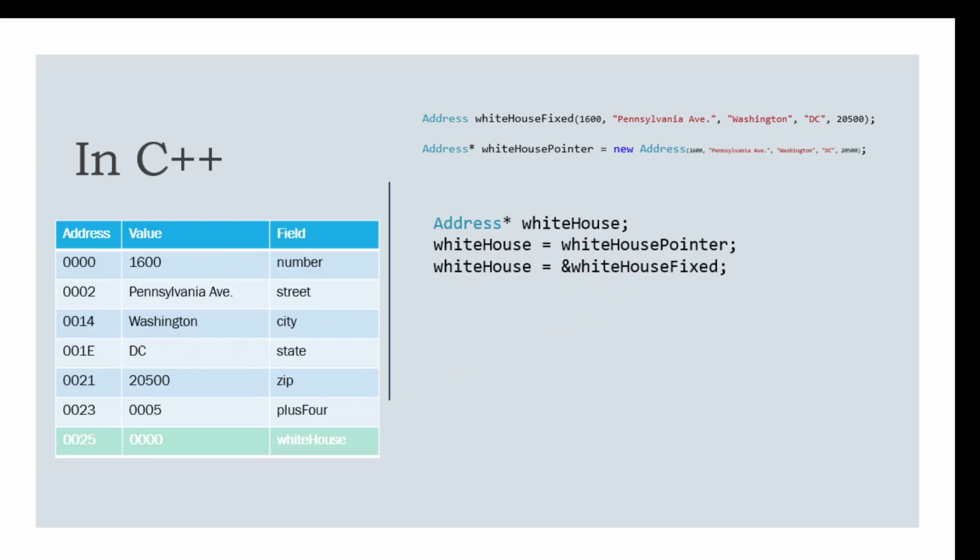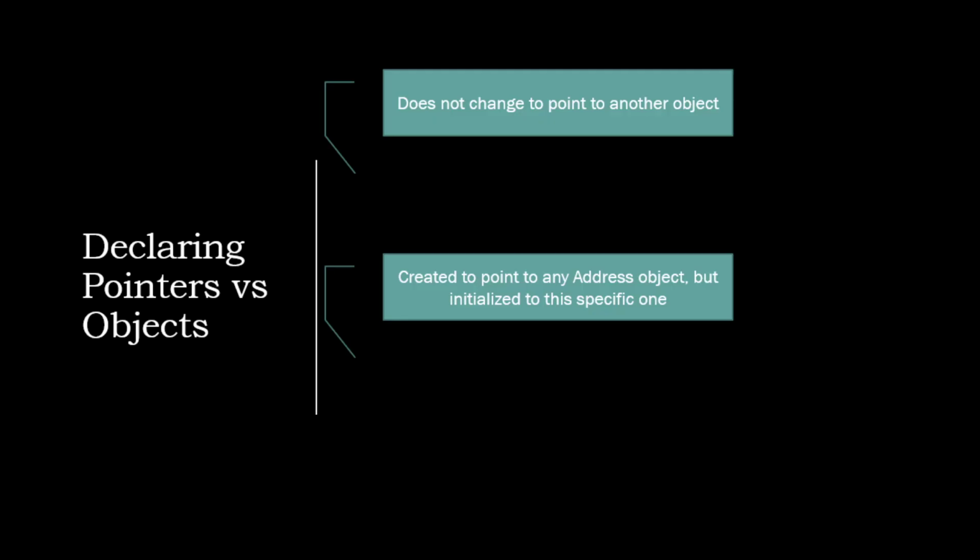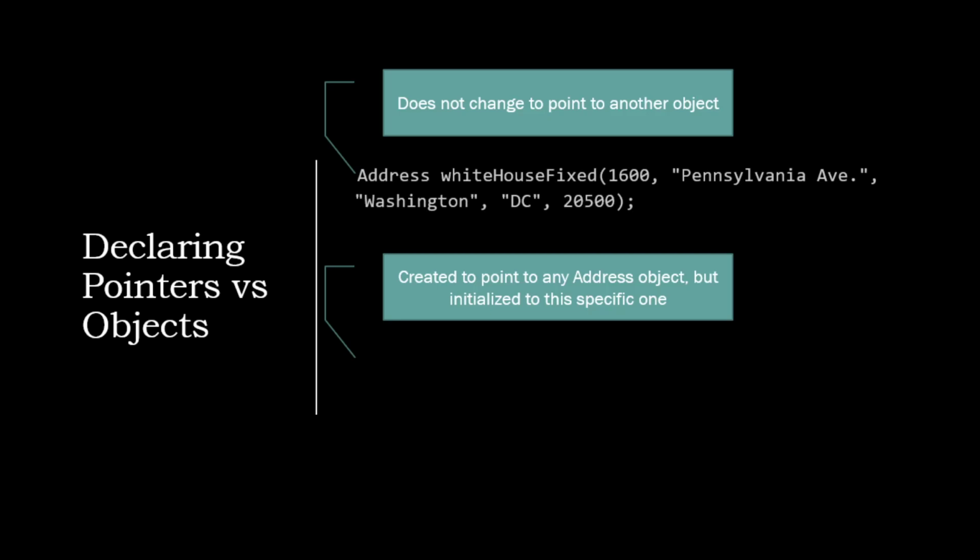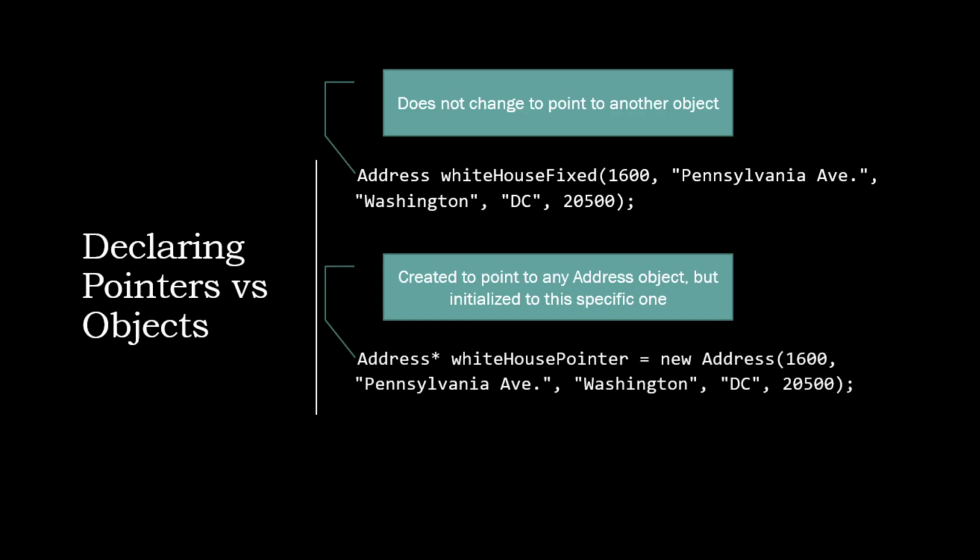I want the address where this object lives out there. So this changes stuff around quite a bit. This first address does not change to point to any other object, whereas the second one could change to point to a different object. The first one is really nice because it means that anytime I use the variable White House fixed, it's referring to that same plot of land.